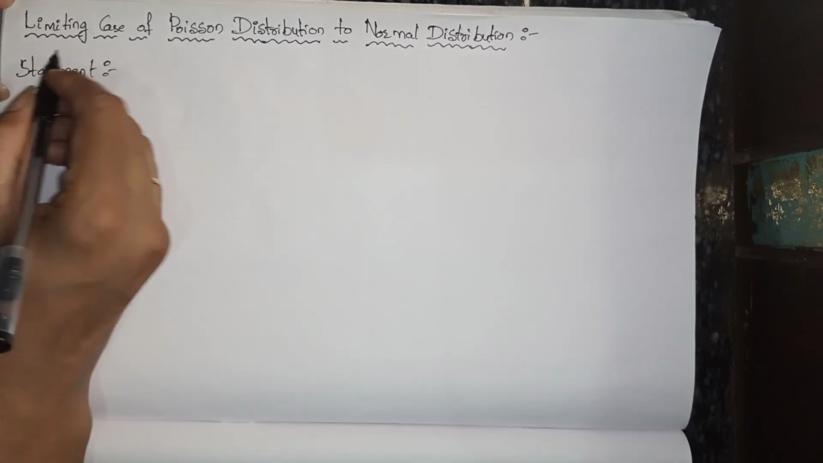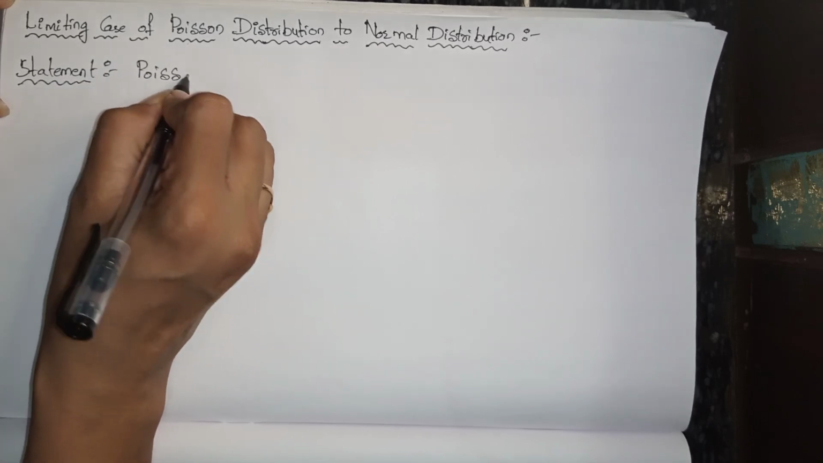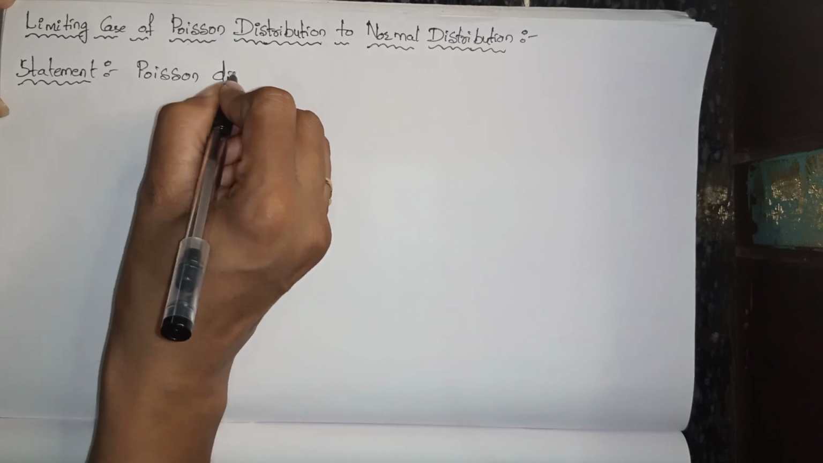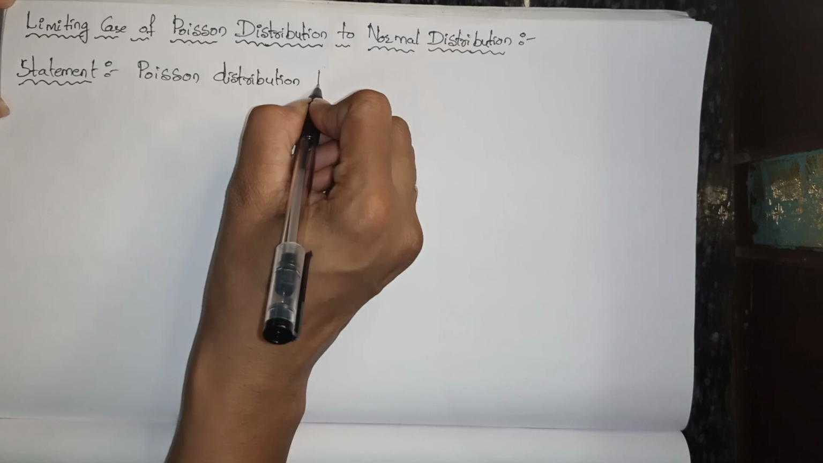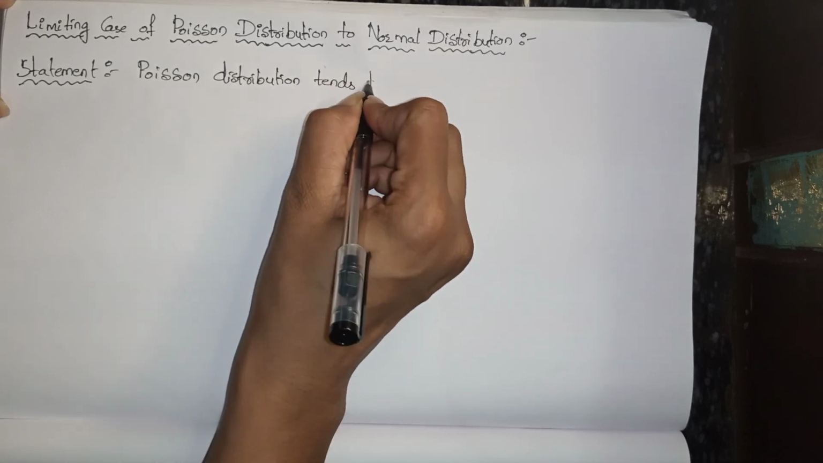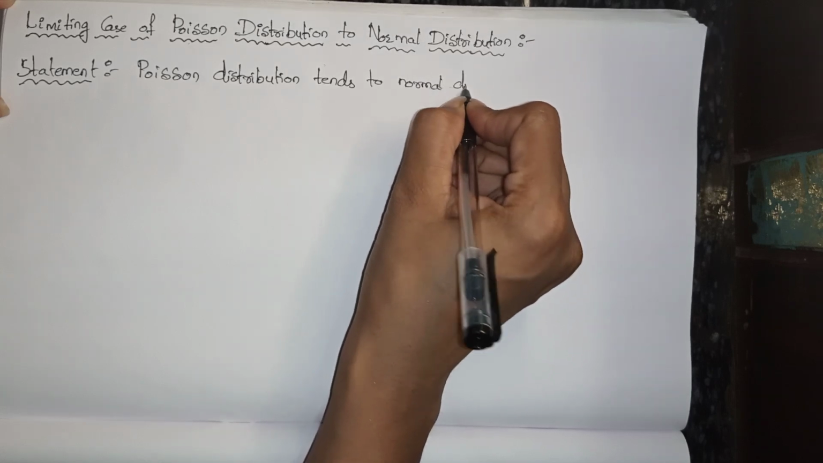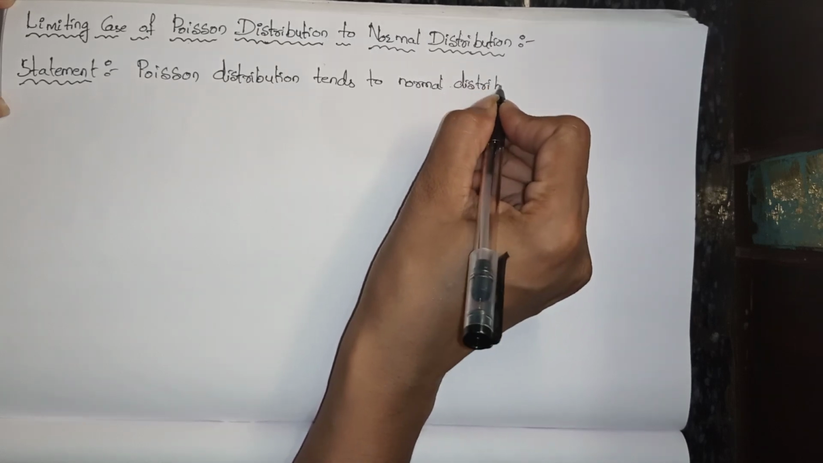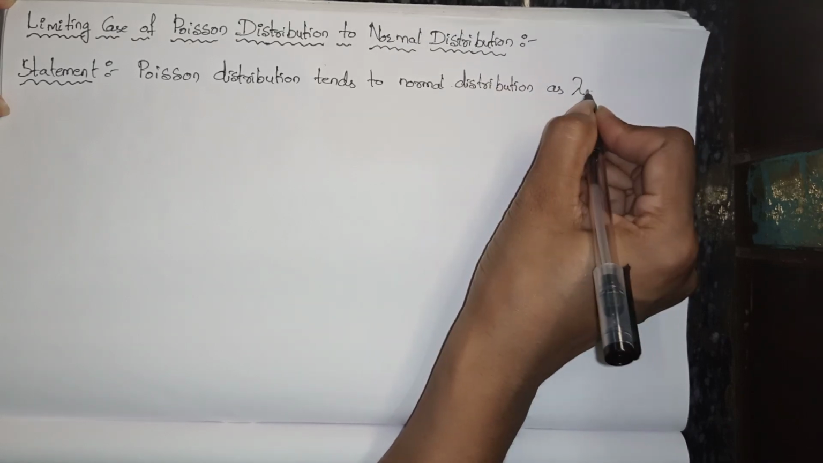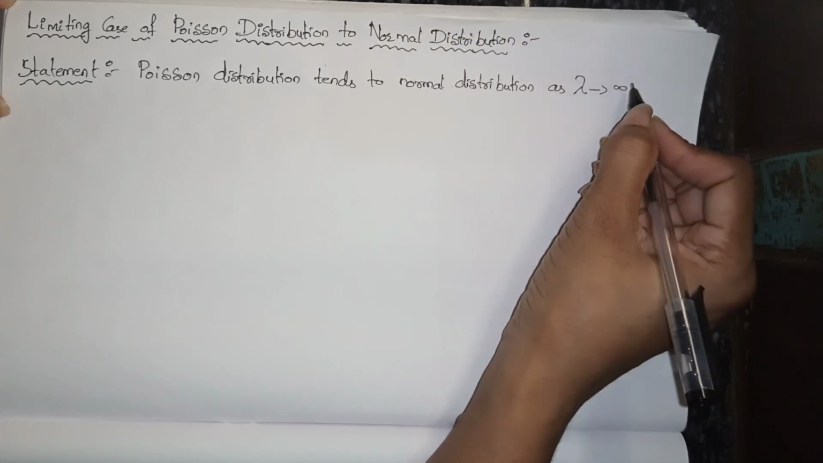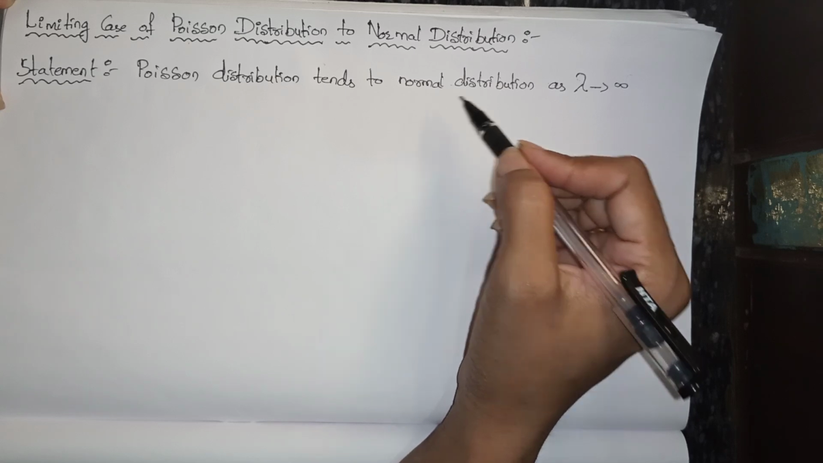Statement: Poisson distribution tends to normal distribution as lambda tends to infinity. So as lambda tends to infinity, the Poisson distribution becomes normal distribution.